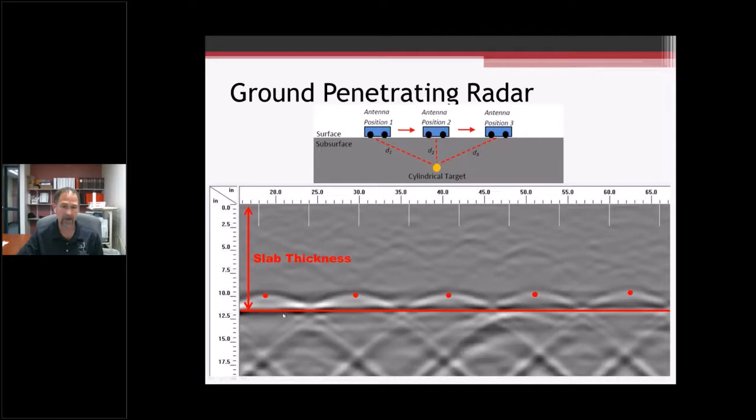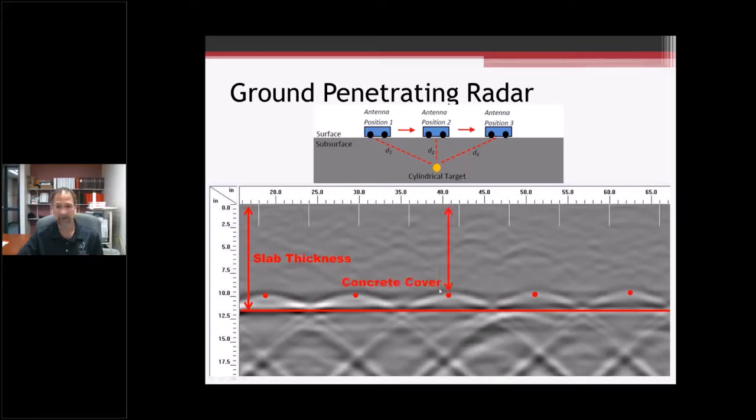So you can see down here at the bottom this dark reflection. That is the bottom of the slab. So if we've got the dielectric set properly, we can figure out what this slab thickness is. In this case, it was right about 12 inches.